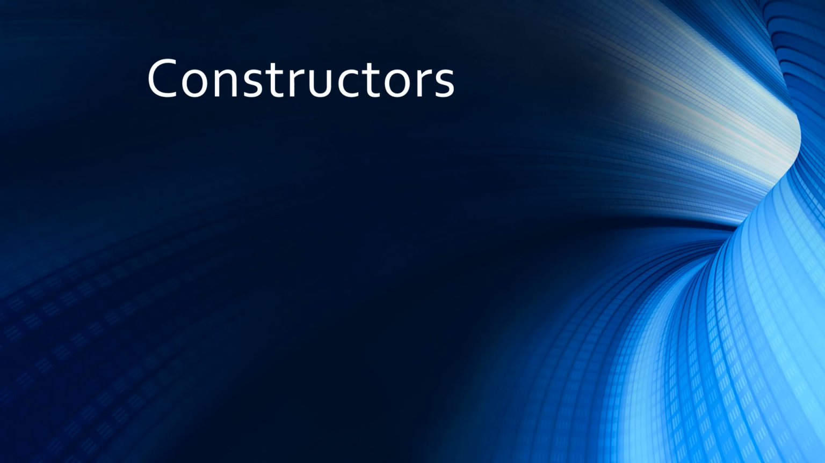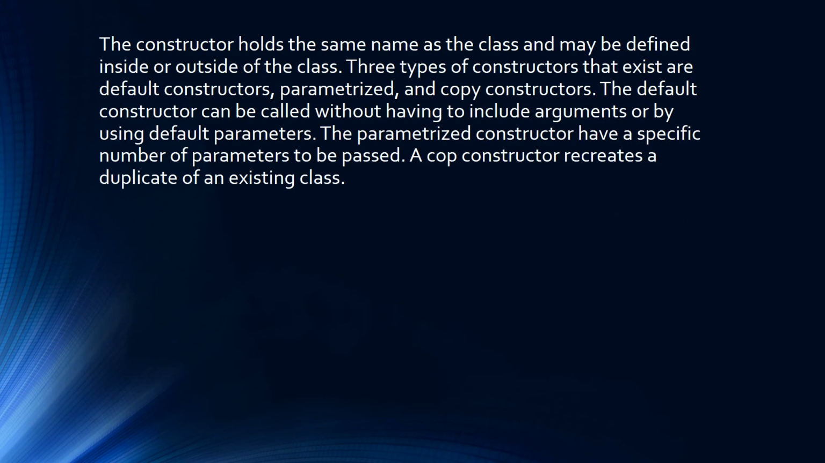Okay, now I will talk about constructors. A constructor holds the same name as the class and may be defined inside or outside of the class. Three types of constructors that exist are default constructors, parameterized constructors, and copy constructors. The default constructor can be called without having to include arguments or by using default parameters. The parameterized constructor has a specific number of parameters to be passed, and that's a typo, as you can see. A copy constructor recreates a duplicate of an existing class.